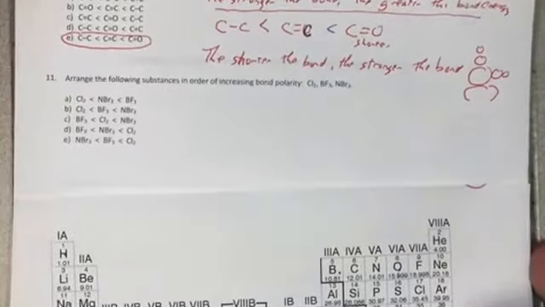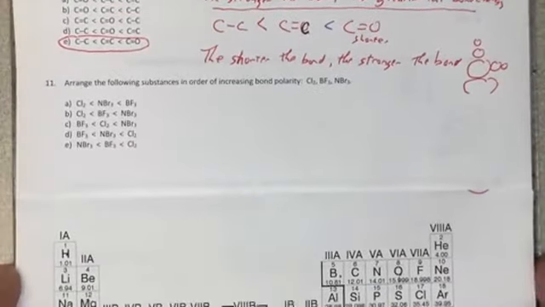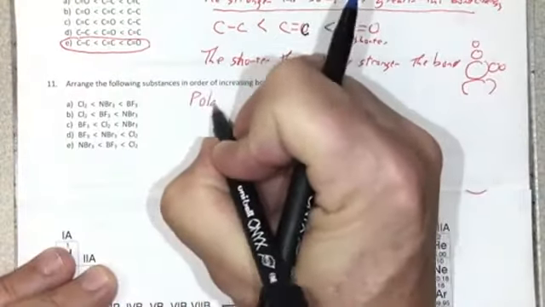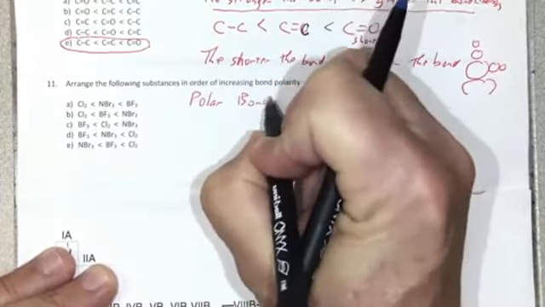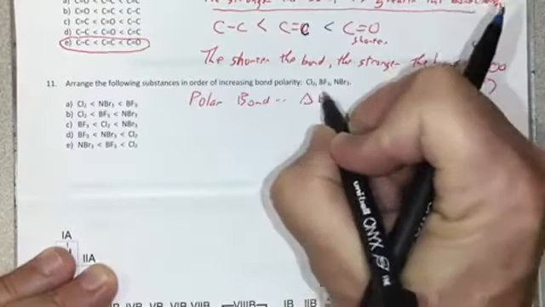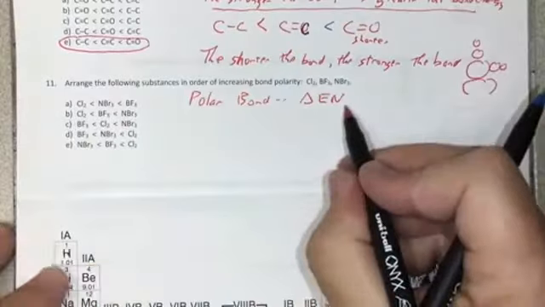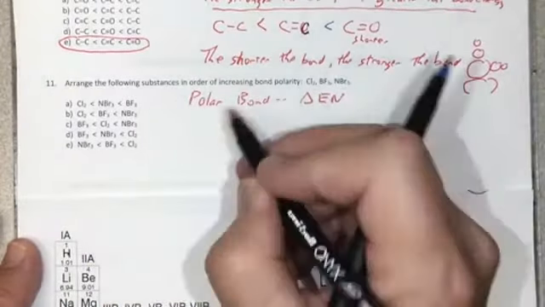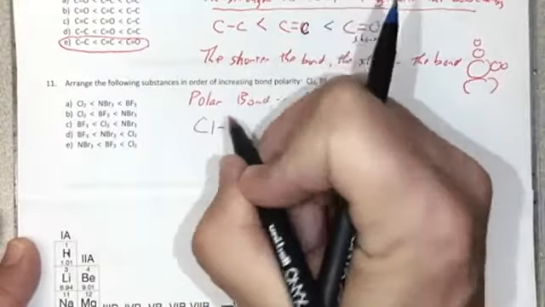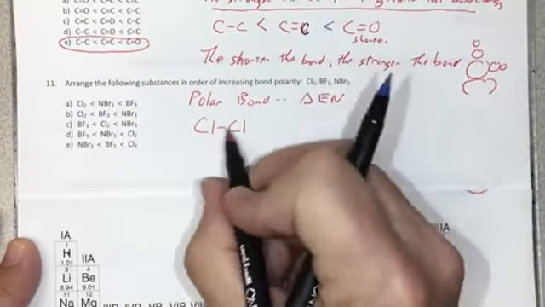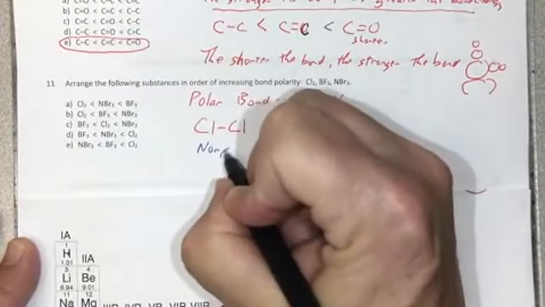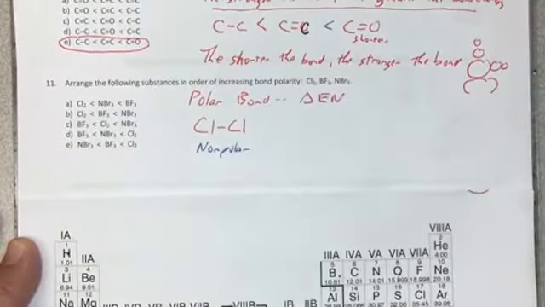Okay, question number 11 asks us to place the following substances in order of increasing bond polarity. Now, a polar bond is determined by the difference in electronegativity. The greater the difference in electronegativity, the more polar the bond. If I look at chlorine, both of these atoms have the same electronegativity, and this is a nonpolar bond.